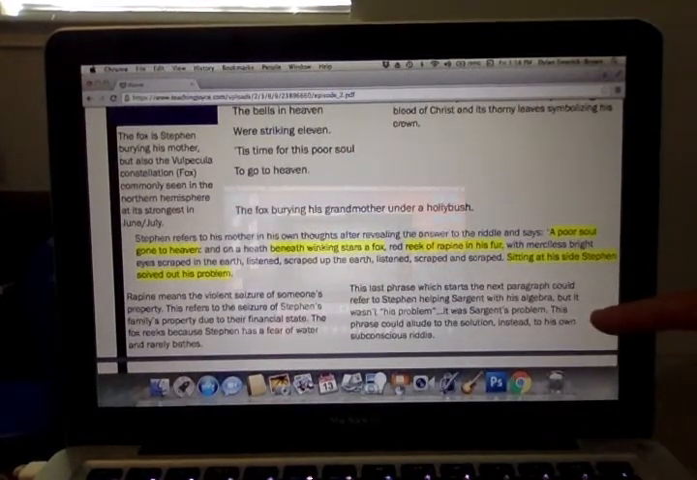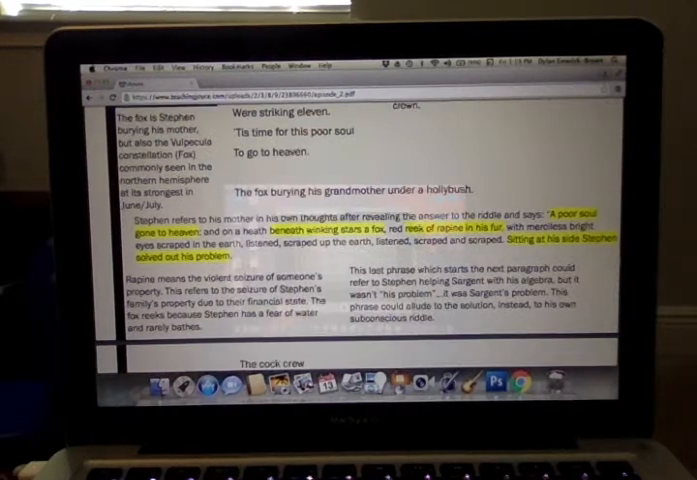So right over here, this last phrase, which starts the next paragraph, could refer to Stephen helping Sargent with his algebra, but it wasn't his problem. It was Sargent's problem. This phrase could allude to the solution, instead, to his own subconscious riddle.